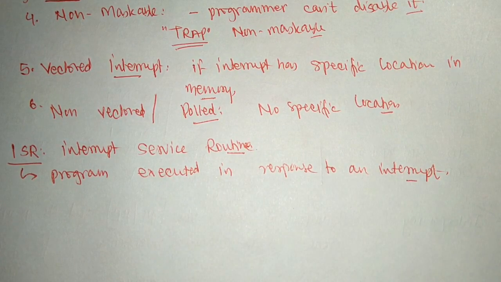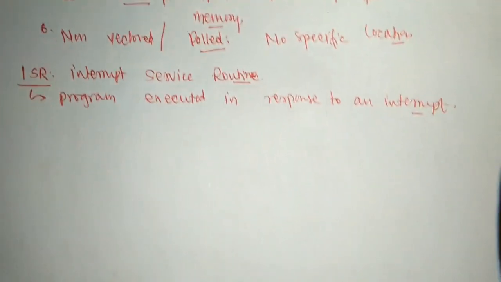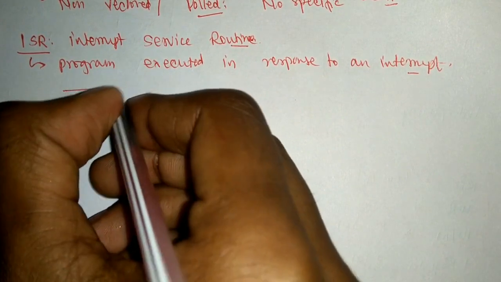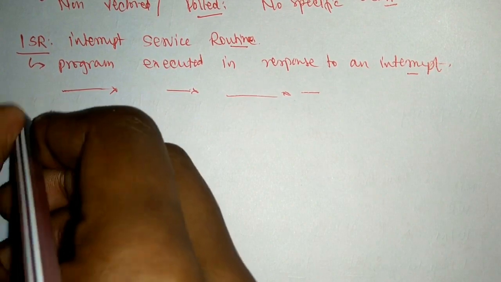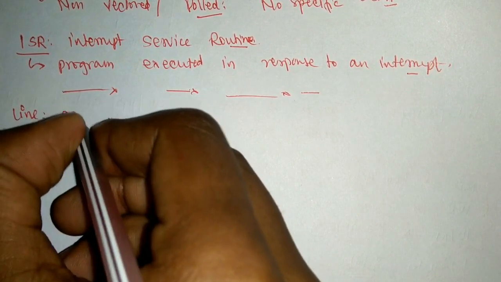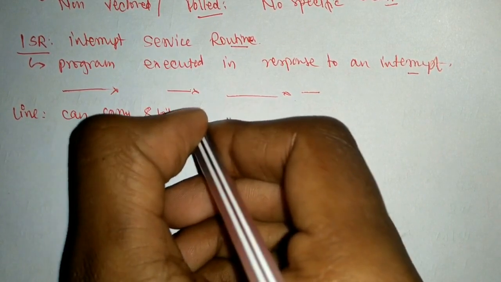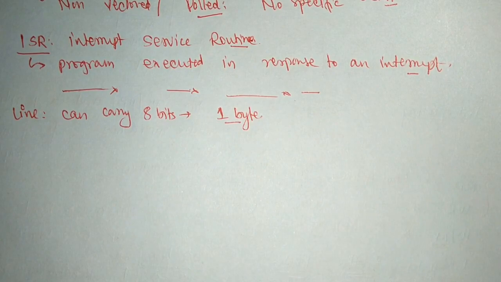The last thing that I was talking about was our memory, the number of bits and the amount of memory that our system can have. I said that one line usually can carry 8 bits, or 1 byte. So the number of lines and the memory of the system can be interrelated with each other.